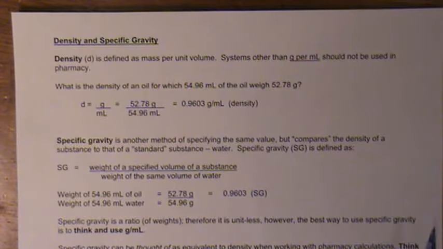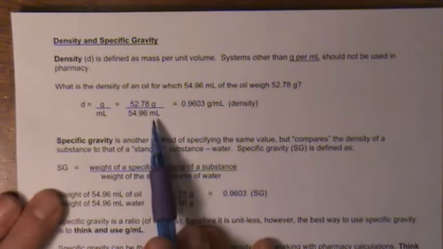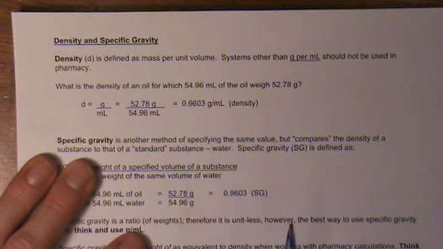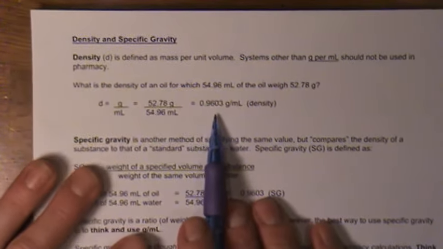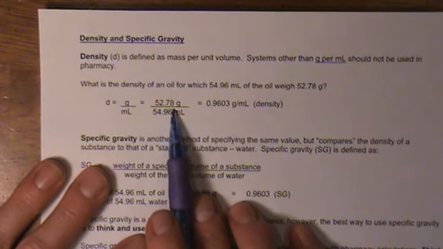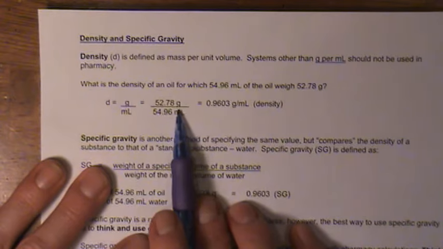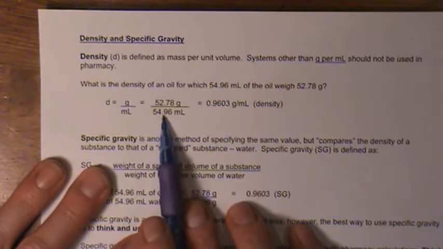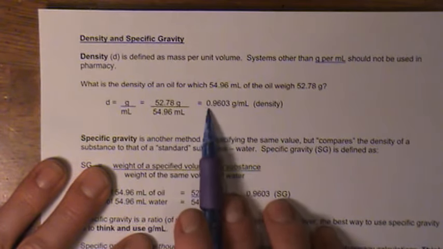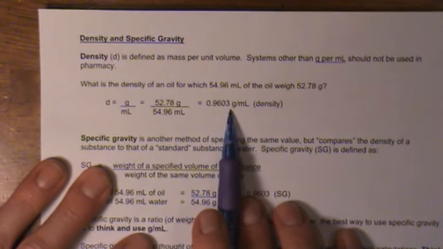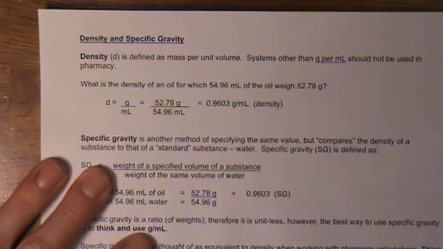So density actually has units. Again, it's mass per unit volume. In this case, we looked at this oil: 52.78 grams of it, and that has a volume of 54.96 mils. So its density is 0.9603 grams per mil. It's less than 1. So oil, as you know, is going to usually float on water because it's less dense than water.